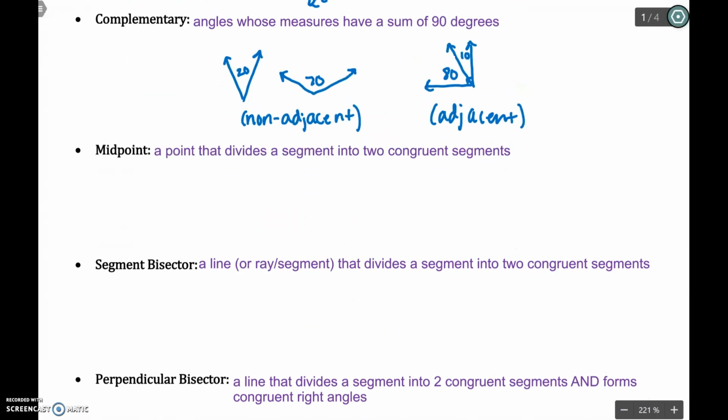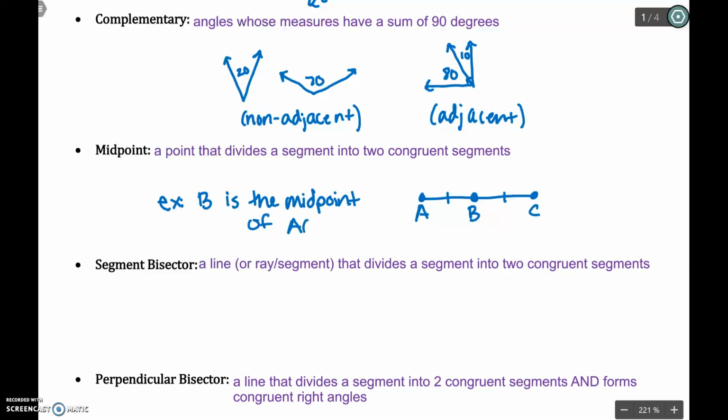Okay, the next word is midpoint. Midpoint is a point that divides a segment into two congruent segments. So if we were looking at something like that, we would have a segment, for example, AC, and there would be a point perfectly in between them, and we would get two congruent parts, and we would mark them congruent with a tick mark. That's how we mark lines the same. So in this example, B is the midpoint of segment AC. Okay, and that would mean that AB would be congruent to BC.